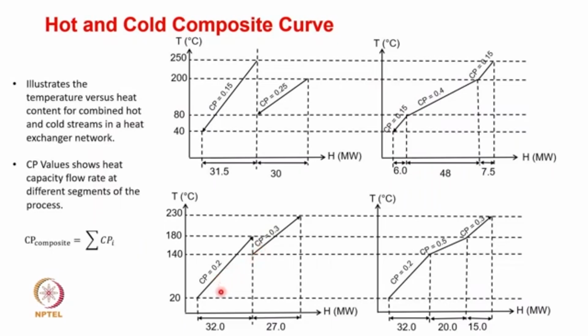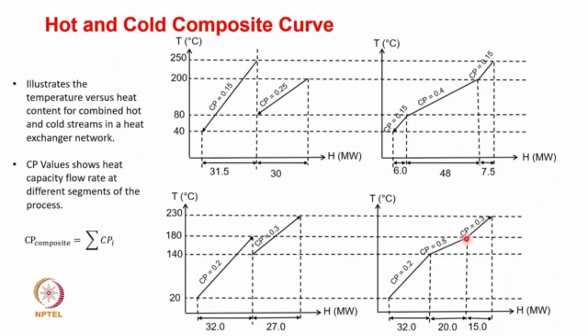What we could see here, from 20 to 140, there is only the stream with CP 0.2, we will retain that. And between 140 to 180, there are two streams having different CP. So we have to join them together. The composite CP, or aggregate CP, is a summation of the individual CPs, and we just sum them up as per this equation.